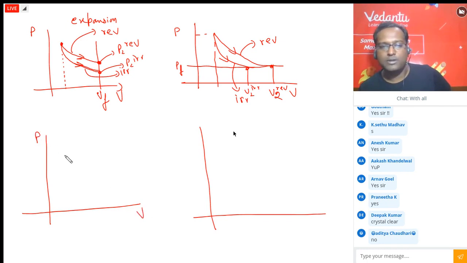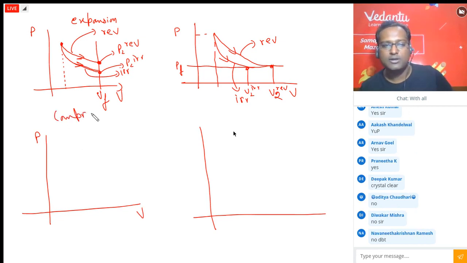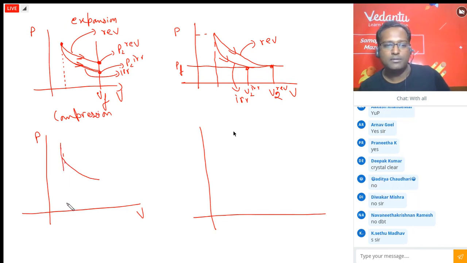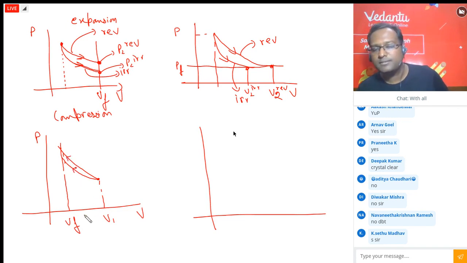Chalo. Now let's talk about compression. Compression means what? Increasing pressure, right? So the graph will be, suppose I am first talking about V final as same, so one graph will be like this, and one graph like this. You decide and tell me which is reversible, which is irreversible, but please think and answer, don't be in a hurry.